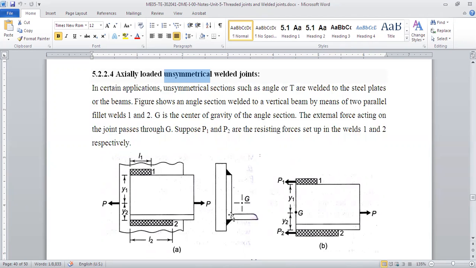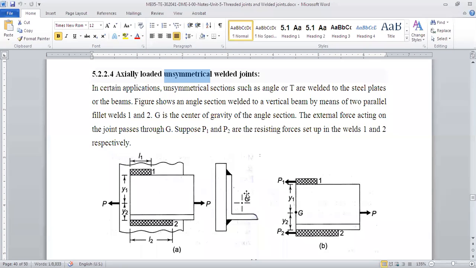If you see the side view, G is the center of gravity of the L shape. It is at a distance y1 from the top and y2 from the bottom. The center of gravity is not at the center line of this L angle, but a little bit downwards, because there is extra material at the bottom part, since it's an L angle. So the center of gravity is shifted by the distance y1 from 1 and y2 from 2.